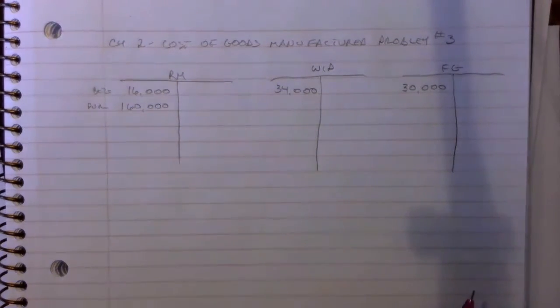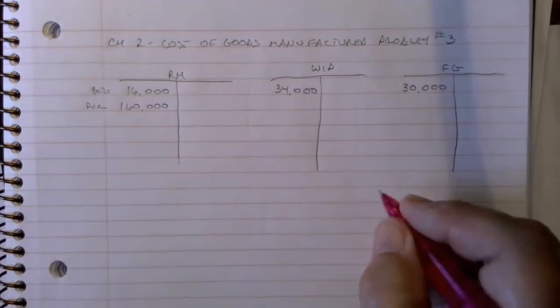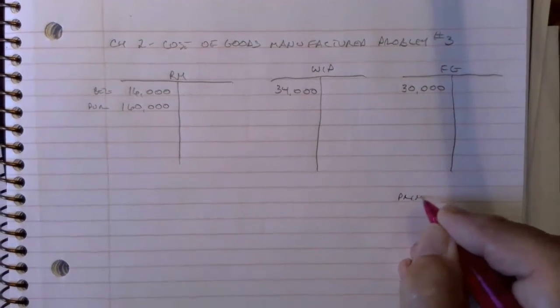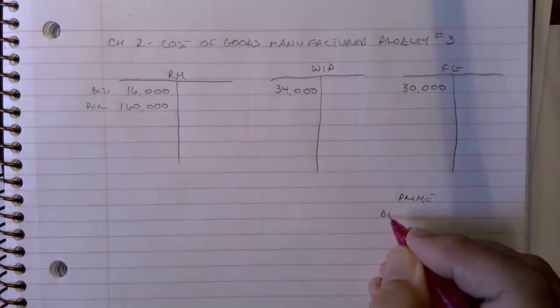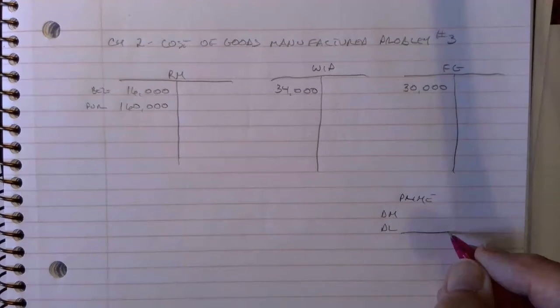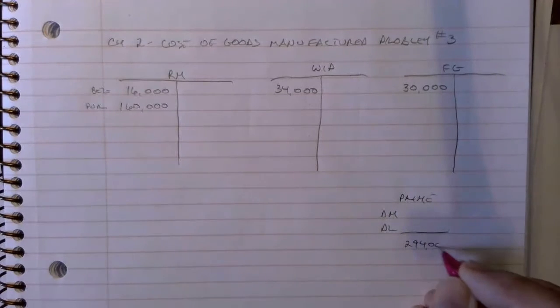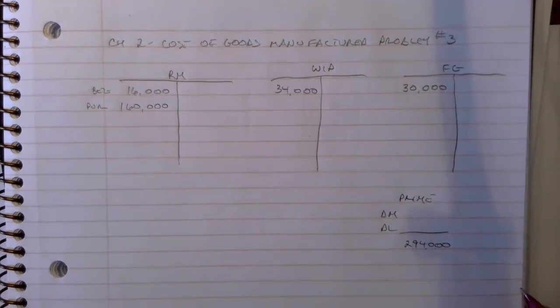What else do we know? Prime cost. Okay, prime cost is direct material and direct labor, so that's 294. So I'm going to put a little note over here for myself. I'm going to say prime. It's going to be direct material and direct labor, and that total is 294, right? Okay. Gross profit based on sales is 20%. Well, dandy. Okay, so we've got to worry about that.